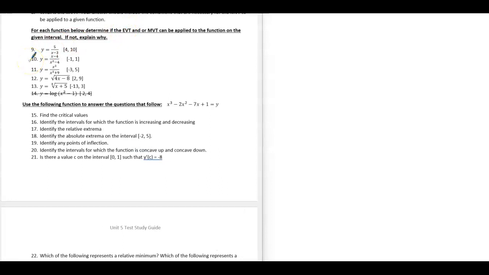All right, so number 15, find the critical values. They give us a function here, and our job is to find the critical values. Critical values are where the derivative is either 0 or undefined. So the first thing we're going to do is find the derivative of that function. The derivative of that, using the power rule, would be 3x squared minus 4x minus 7.